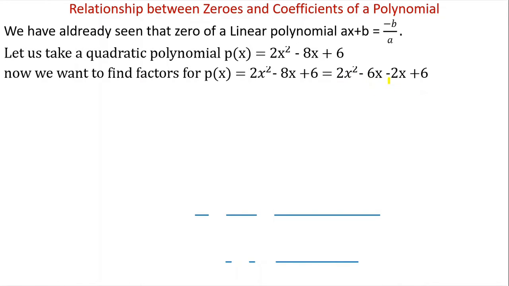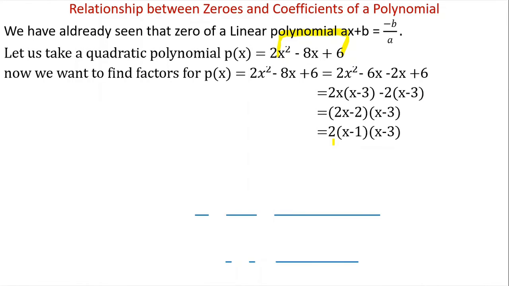See, if we are getting minus 8x, and if you multiply, we are getting the multiplication value of 2x squared into 6. Now, I want to take 2x as common, then I am getting 2x into (x minus 3) minus 2 into (x minus 3). If I am taking (x minus 3) as common, then I am getting (2x minus 2) into (x minus 3). If I take 2 as common, 2 into (x minus 1) into (x minus 3).